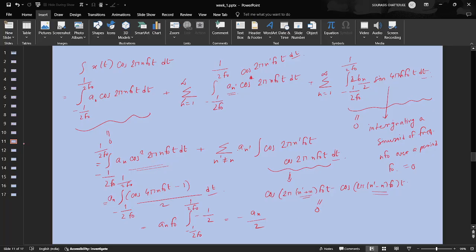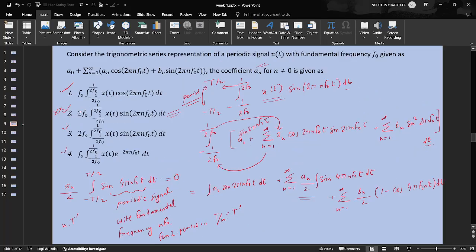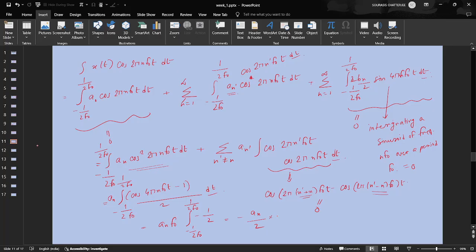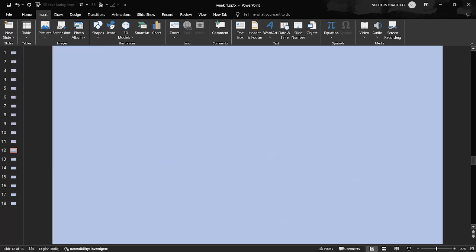Okay, did I make some mistake here? Okay, I think I have misread the answer here. The correct answer should be 2 f naught here, and minus 2 must be multiplied. In that case only we'll have minus 2 1 and you'll obtain a n here. Okay, so this is the correct answer, and there is actually a good way we can find here.